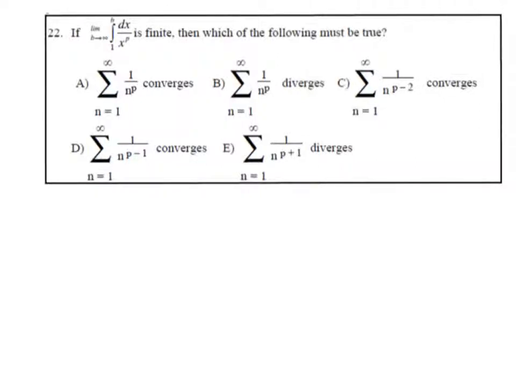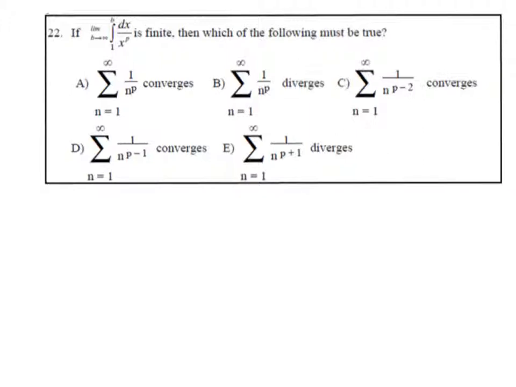In this video, I want to just quickly look at two AP questions from the past, one on series and one on improper integrals. The first one says, if the limit as b approaches infinity of the integral from 1 to b of dx over x to the p is finite, which of the following is true?